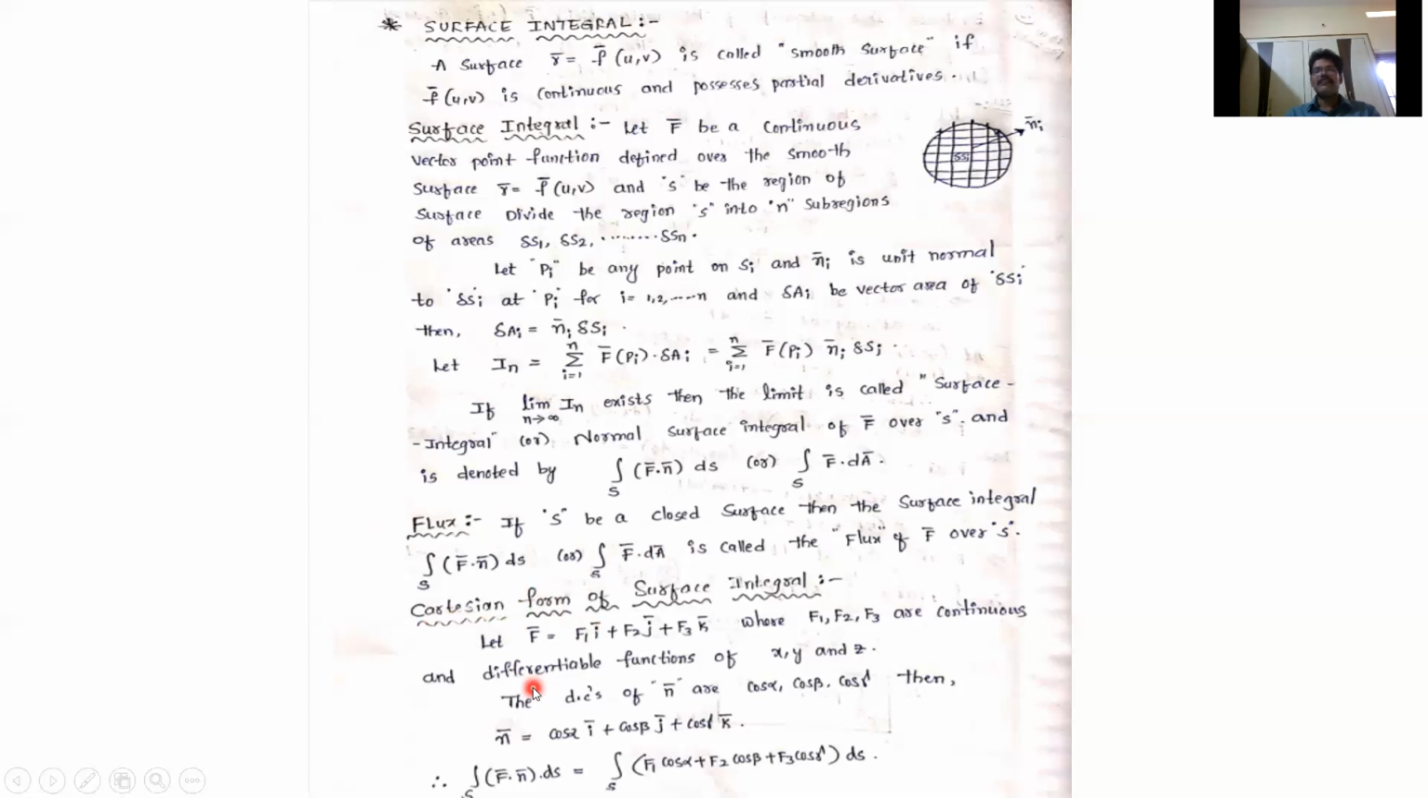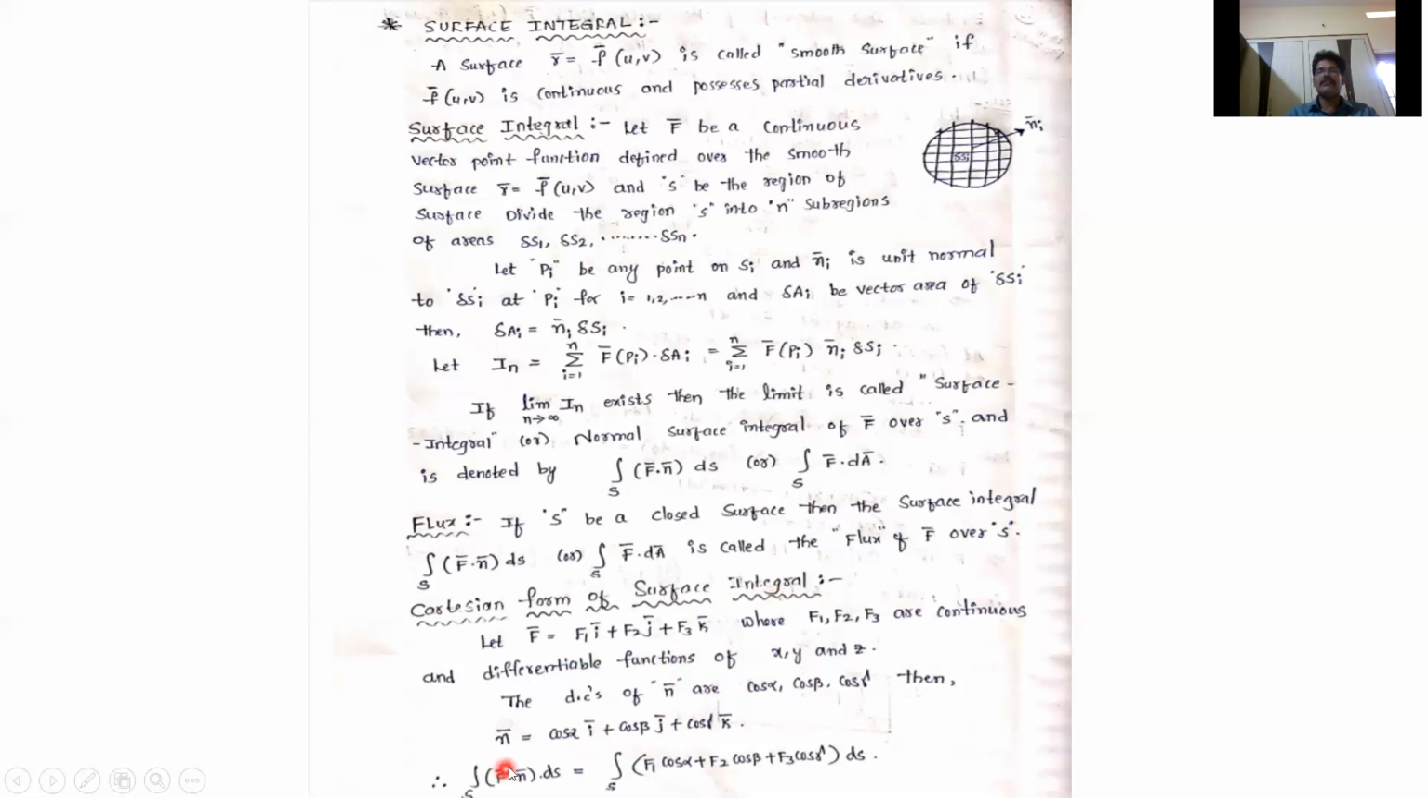Now see the Cartesian form of the surface integral. Let f bar equal to f1 i plus f2 j plus f3 k, where f1, f2, f3 are continuous and differentiable functions of x, y and z. Let the direction cosines of n bar be cos alpha, cos beta, cos gamma.